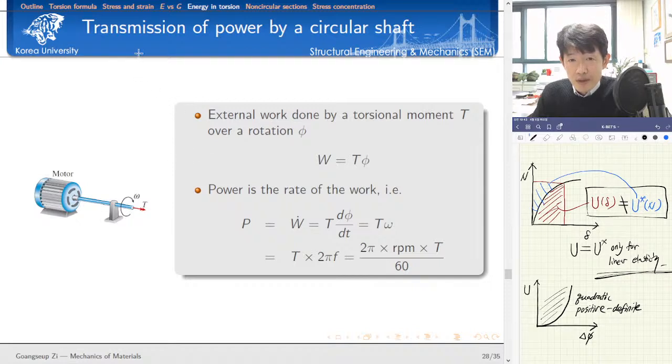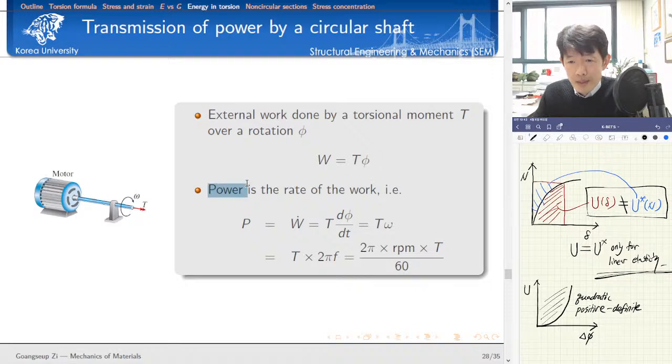Okay, now let's talk about transmission of power by a circular shaft. If you look at the motor and engine, we deliver the power to the machine device using the torsional moment. As we mentioned, first let's define the external work. The work pair of the torsional moment is the angle of twist, isn't it right? If the torsional moment is independent of the amount of the angle of twist, then we can calculate the work by the multiplication of torsional moment and the angle of twist.